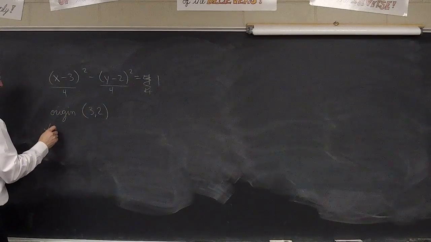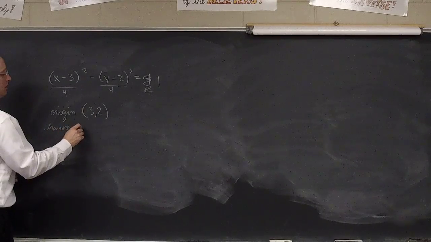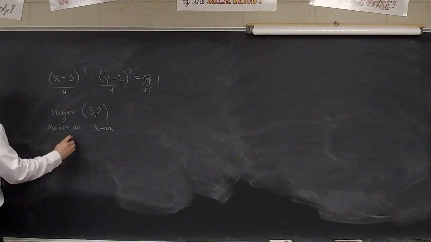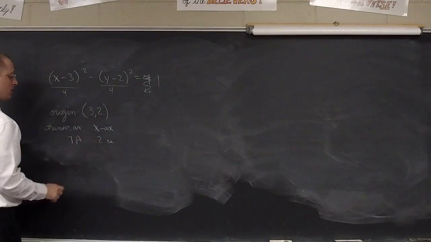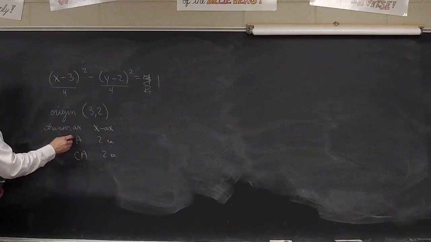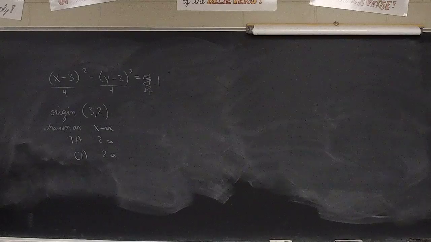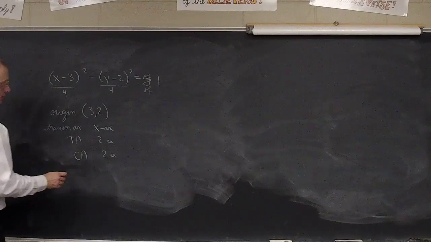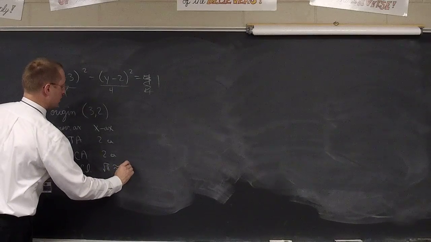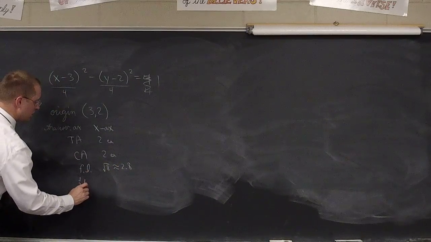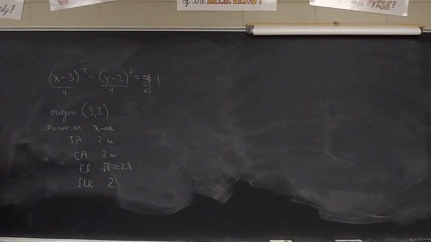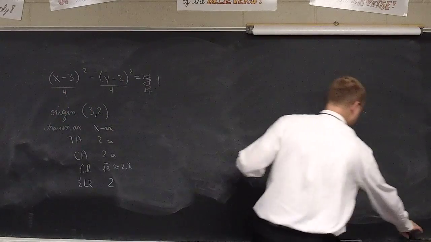Figure out which is the transverse axis, and when that's positive, it's x. It'll be 2 on each side, and for the conjugate axis, it'll also be 2 on each side. So both transverse and conjugate axes are the same length, which means your fundamental rectangle will be a square. The focal length is the square root of 8, or 2.8, and half of the latus rectum is 2. Let's see what the graph should have looked like here.